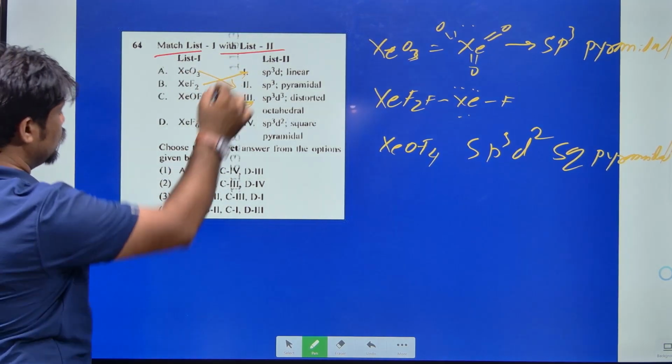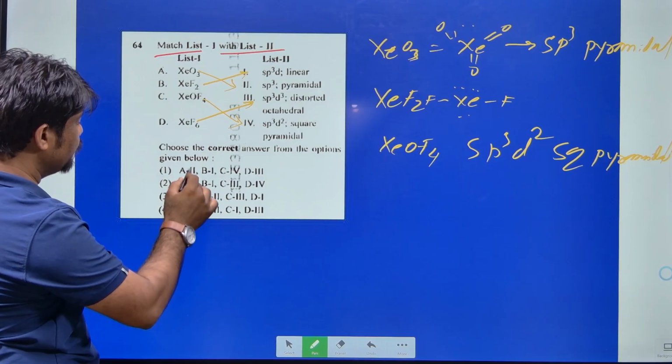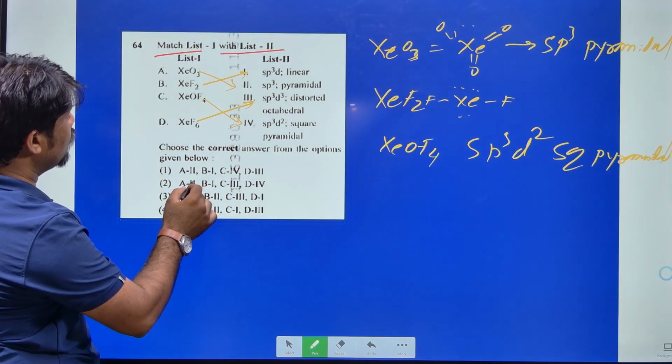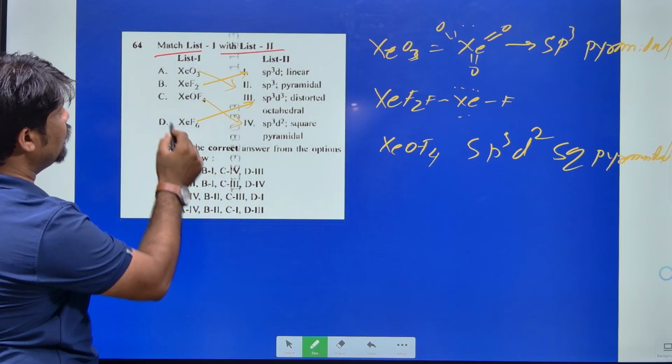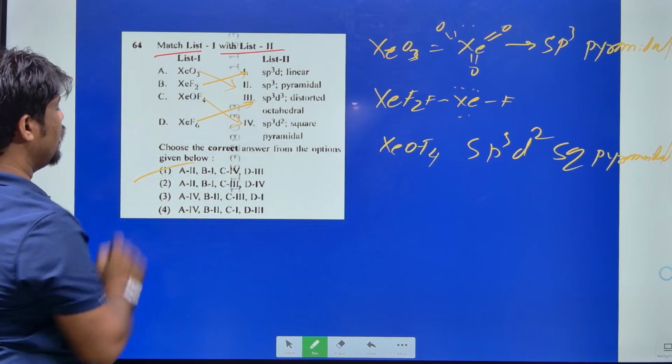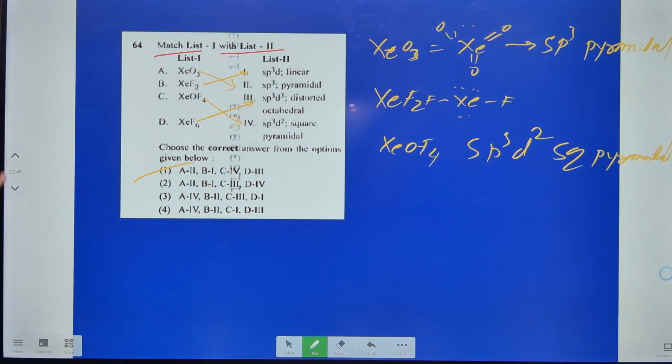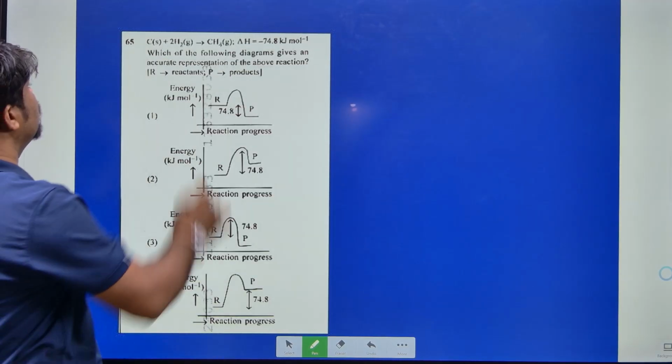So for A it is 2, for B it is 1, for C it is 4, and for D it is third. Yes, option 1 is the right answer for the question here. Well, dear all, go to the next one.